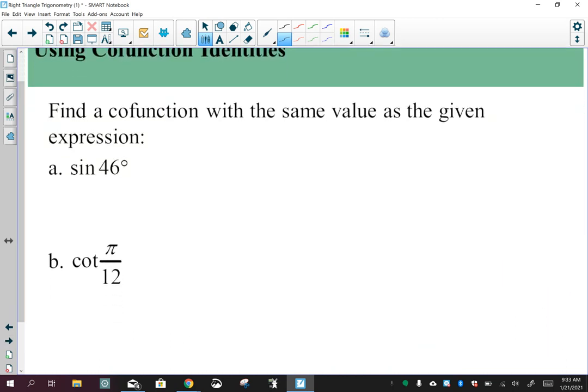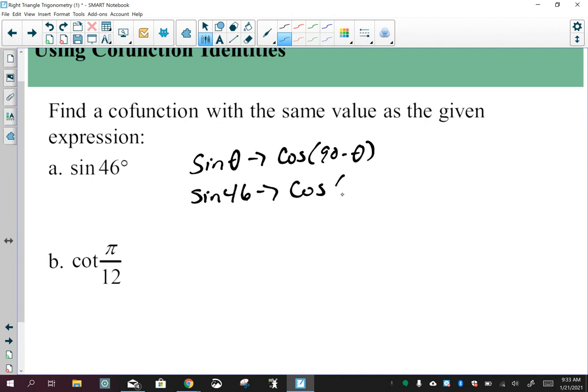All I want to do is find the cofunction here. Sine of theta is the same thing as cosine of 90 minus theta. So if my sine is 46 degrees, its cofunction is going to be cosine of 90 minus 46, so cosine of 44 degrees.